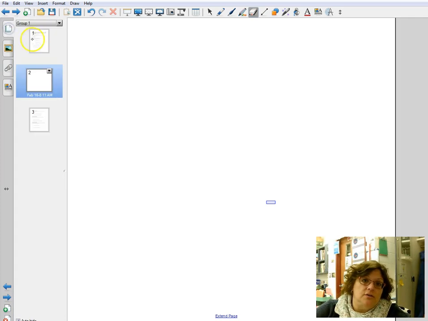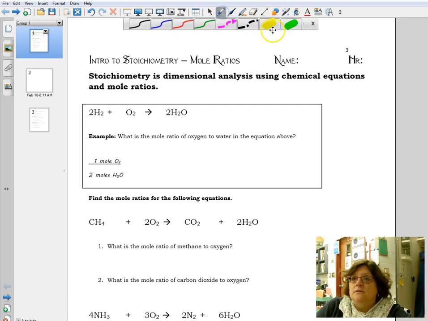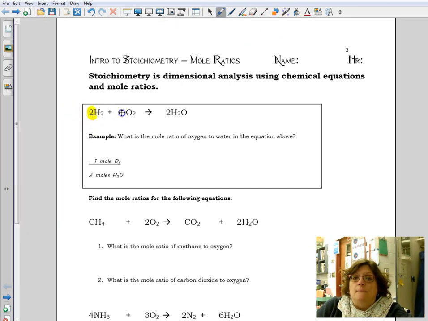So let's start with our first example. Now we need to understand what the coefficients mean. Coefficients tell us that you have 2 molecules of hydrogen reacting with 1 molecule of oxygen to make 2 molecules of water. But that can also mean 2 moles. It can mean 2 molecules, it can mean 2 moles. So this is the standard ratio. If you have 2, it will react with 1. So if you have 4 moles of hydrogen, it will react with 2 moles of oxygen.